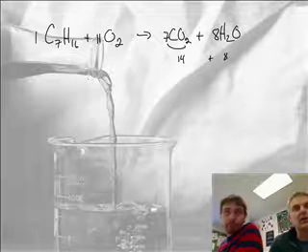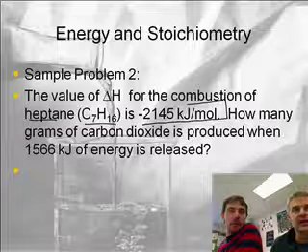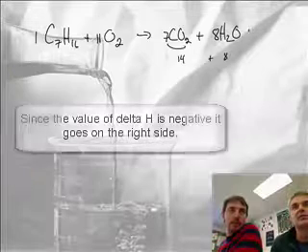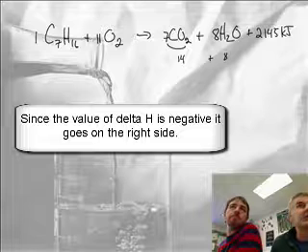Now, as I recall, we can look back here, the kilojoules for the whole reaction, the delta H, is negative 2145. So that goes on the right side. Yes. So this is plus 2145 kilojoules. All right. Okay, there's my balanced equation.